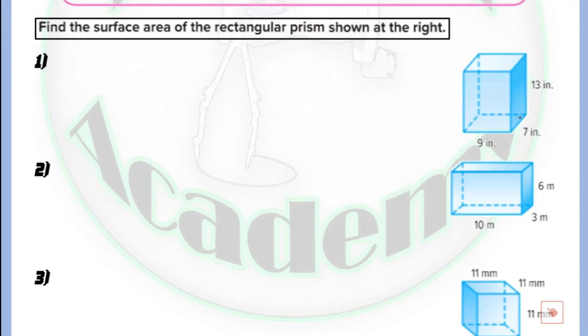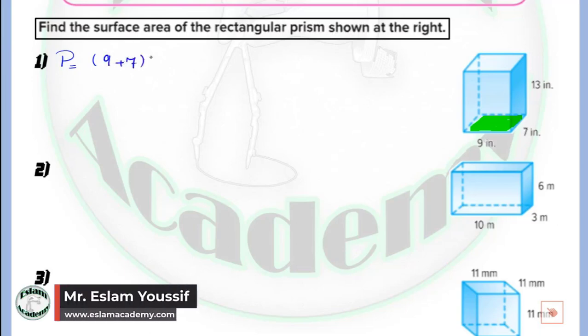Now in question number one, we need to find the surface area of the prism. So at the first, I will identify the base. The base is in the shape of a rectangle. So we need to find the perimeter of the base. The perimeter of the base equals the perimeter of rectangle, length plus width multiplied by 2. So 9 plus 7 times 2, the answer will be equal to 32.